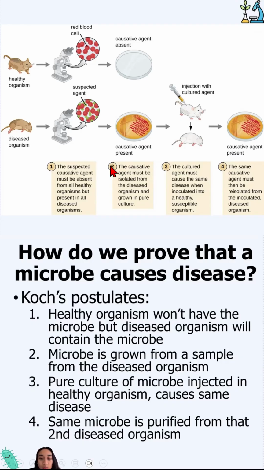And we also know that there are some microbes that exist in a person which don't cause disease. And so, obviously, that breaks some of the rules. But for the most part, generally speaking, 90% of the time, Koch's postulates is used to prove that a specific microbe is what causes a specific disease.